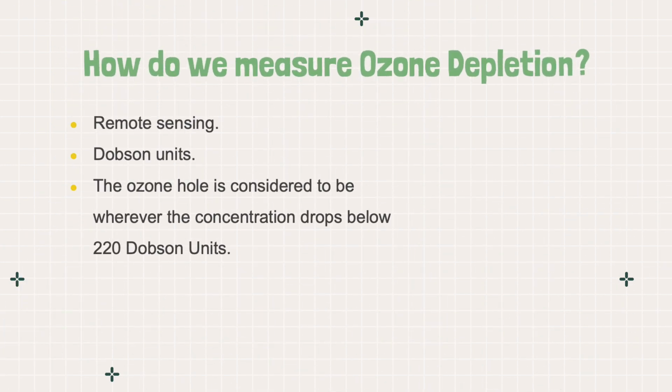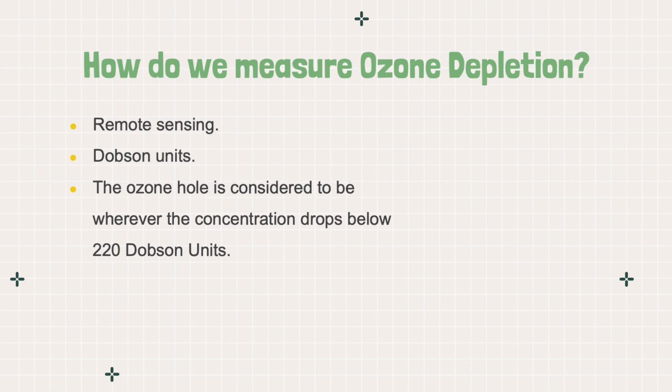So how do we measure ozone depletion? Well, we can use a technique called remote sensing, and this is the process of detecting and monitoring the physical characteristics of an area by measuring its reflected and emitted radiation at a distance, like using a satellite. The concentration of ozone is measured in Dobson units, and the average concentration of the ozone in the atmosphere is about 300 Dobson units. The hole in the ozone is said to be whenever the concentration drops below 220 Dobson units.